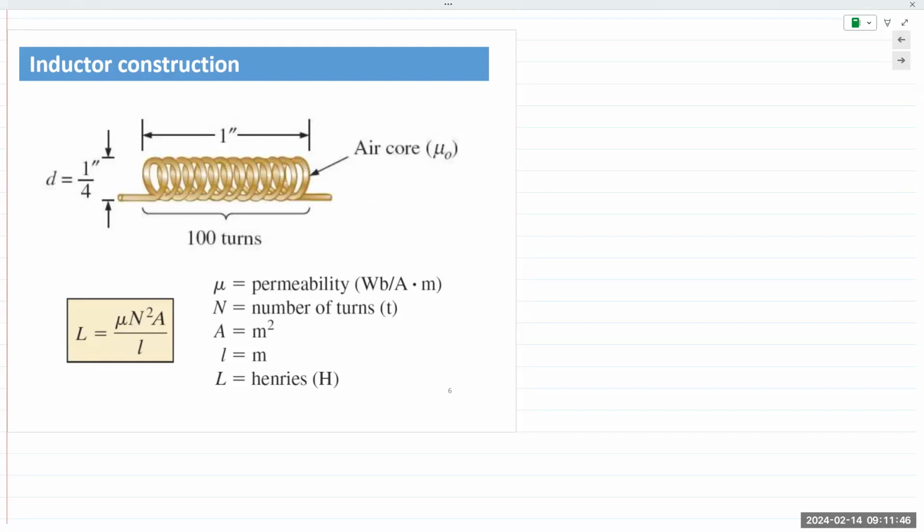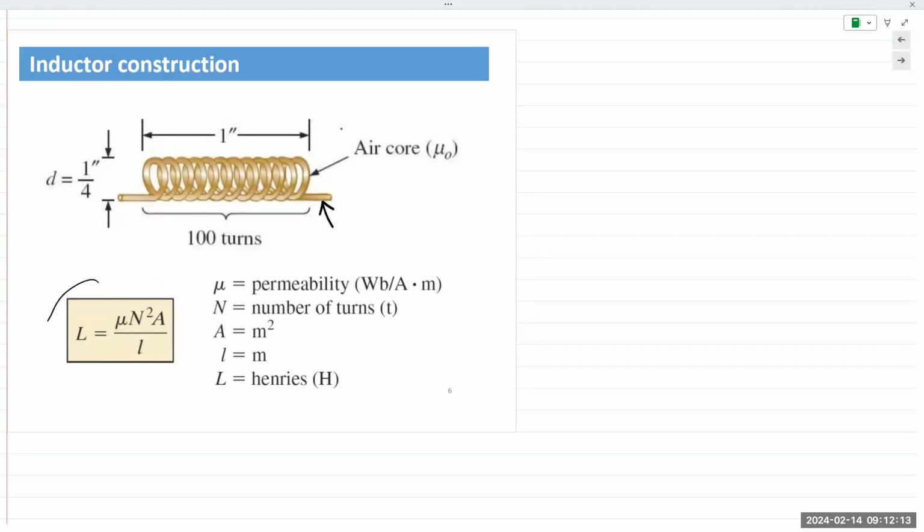Any piece of current carrying conductor wound in a spiral coil is an inductor, right? It has an established magnetic field. If current passes through it and you have several loops or several turns, the magnetic field strength increases. So the physical construction of an inductor is simply a coil of current carrying conductor. Okay, it's simply a coil.